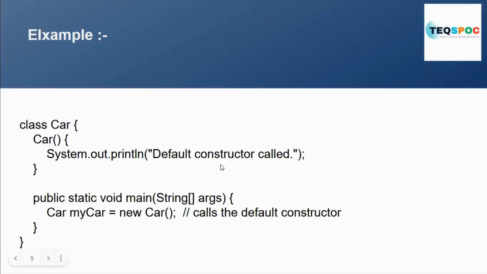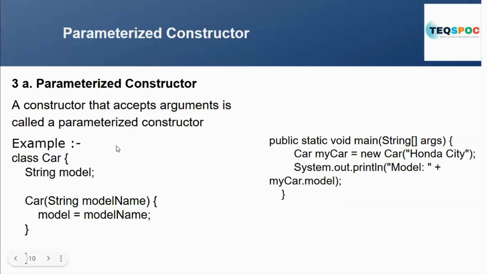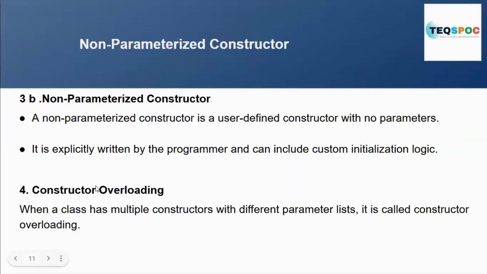Okay, this is basically a default constructor, which is automatically created. Now we have two types of constructor: parameterized constructor and no-arg, non-parameterized constructor. A parameterized constructor is when we pass an argument inside a constructor. When we do not pass an argument inside a constructor, it is called a non-parameterized constructor. A non-parameterized constructor is a user-defined constructor with no parameter. It is explicitly written by the programmer and can include custom initialization logic.